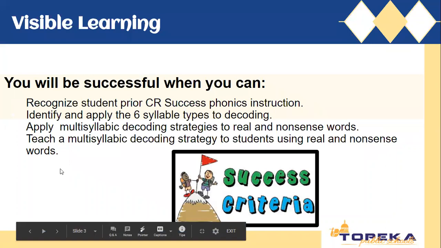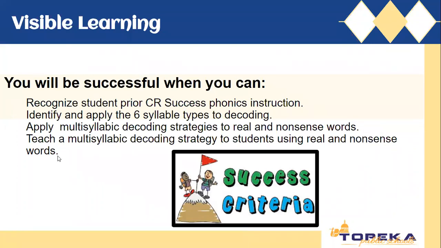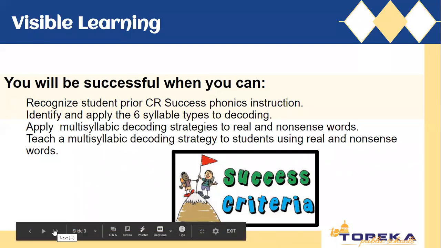You will be successful when you can, 1, recognize student prior CR Success phonics instruction, 2, identify and apply the 6 syllable types to decoding, 3, apply multisyllabic decoding strategies to real and nonsense words, and finally, teach a multisyllabic decoding strategy to students using real and nonsense words.